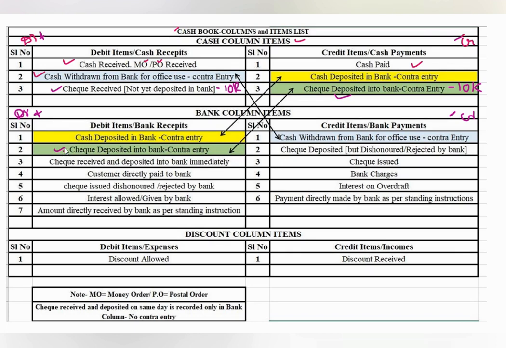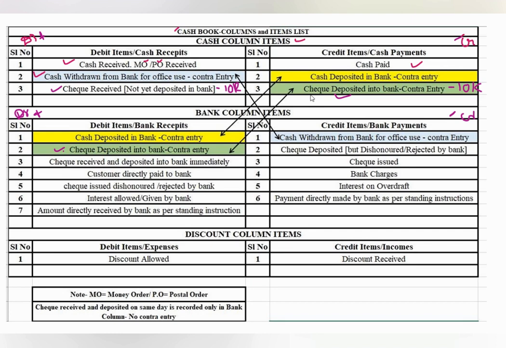So accounting debit and credit are different from banking debit and credit. There you don't get confused. So when the check is deposited into the bank, the amount in the bank is increasing, so that should be debited, and the amount in the cash column is credited.